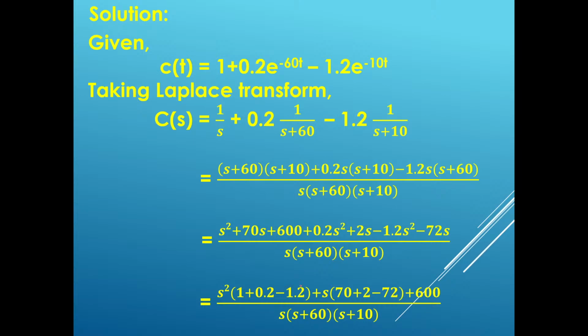Now whatever terms are there besides the s square, you can see all these are numerical terms. You just add them: 1 plus 0.2 minus 1.2. And here I think they will cancel each other, isn't it? 70 plus 2, 72 minus 72. Here 1.2 minus 1.2. So this whole term will become 0.